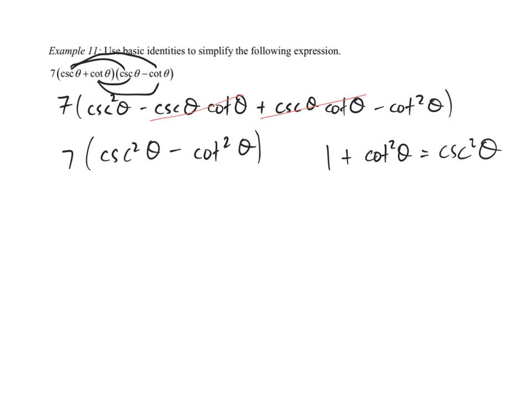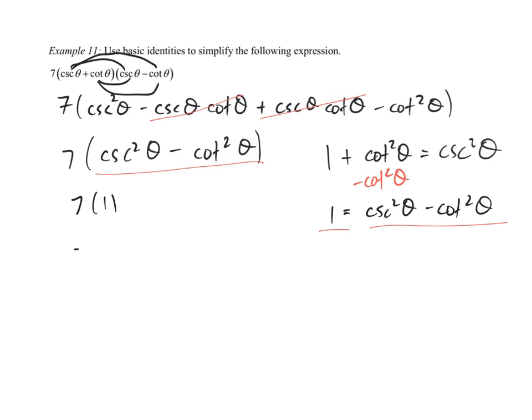And so if I can rearrange that to make it look like what I have in the parentheses here, then I'll be able to simplify that even further. So for cosecant squared minus cotangent, I'm just going to subtract cotangent squared theta to the other side. And so that's going to end up being 1 is equal to cosecant squared theta minus cotangent squared of theta. And so that means this parentheses, this part right here, is going to equal 1. And so what I'm going to end up having here is 7 times 1, which of course ends up being 7 as my final answer.